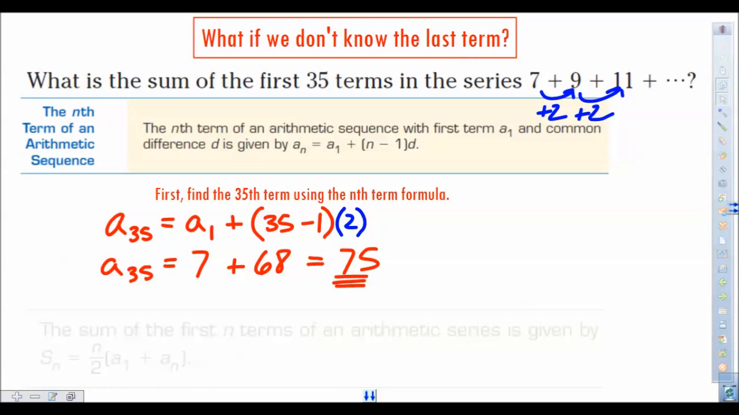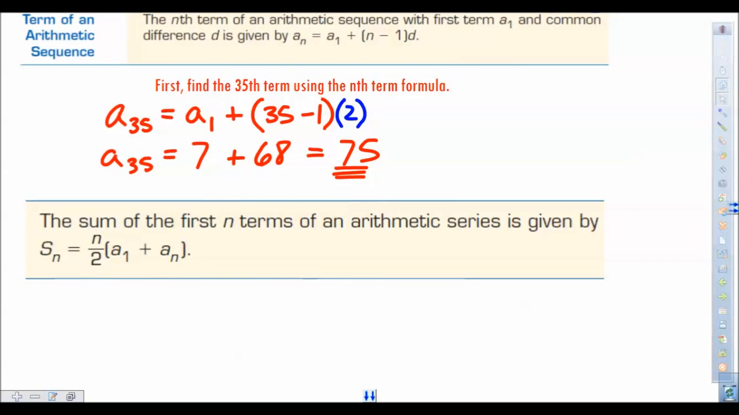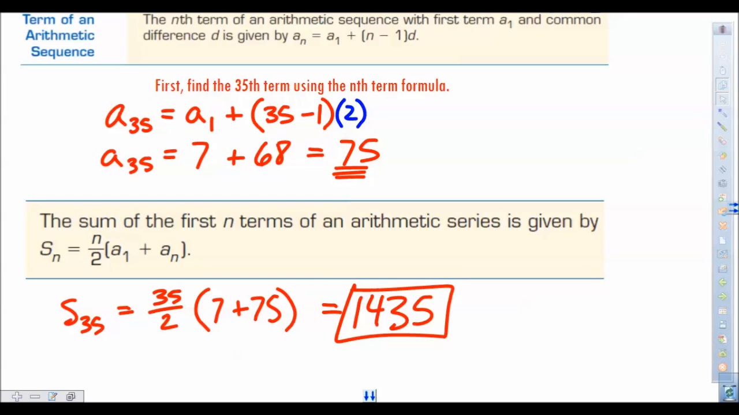So now substituting our values in here, the first term was 7. Doing the math there, 35 minus 1, so 34 times 2 gives us 68, which means that our last term, our 35th term, would be 75. All right, so now we can use the sum formula again. So the sum of the first 35 terms, 35 divided by 2, and then the first term 7 plus the last term 75. There we go, 1,435.